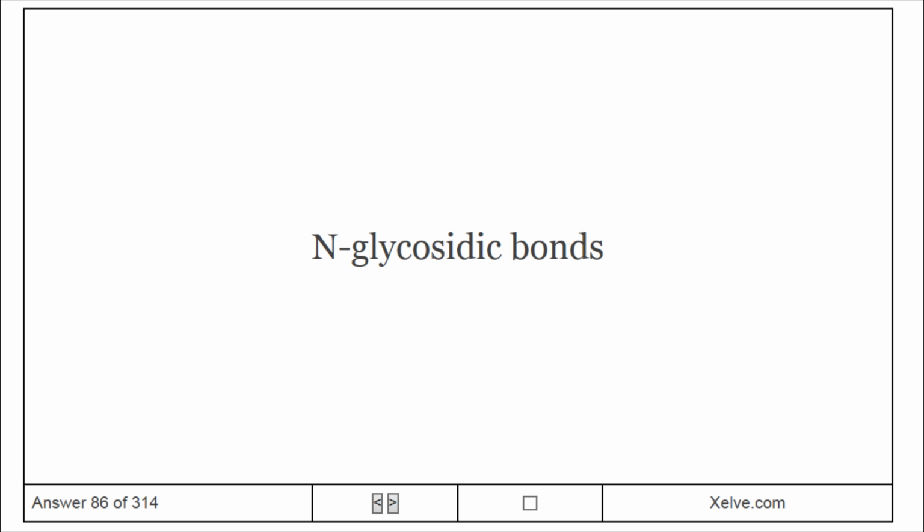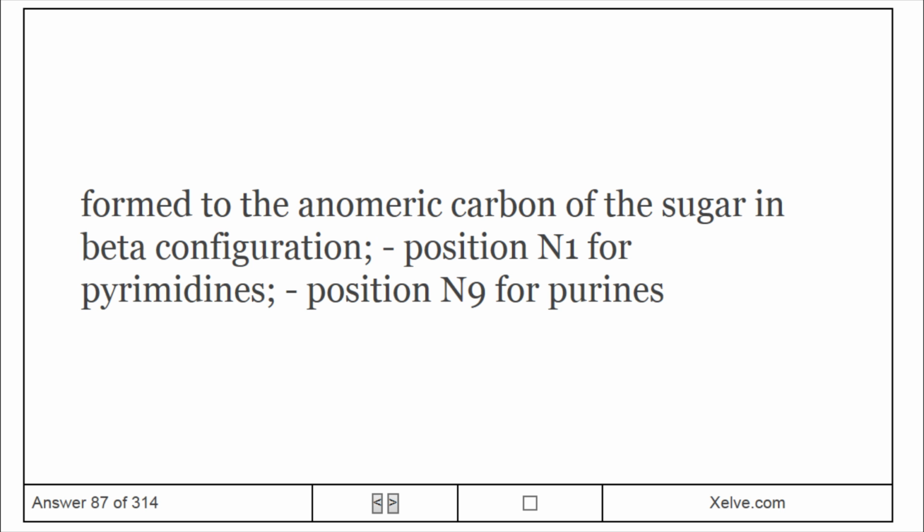In nucleotides, the pentose ring is attached to the nucleobase via N-glycosidic bonds. N-glycosidic bonds are formed to the anomeric carbon of the sugar in beta configuration, position N1 for pyrimidines, position N9 for purines.